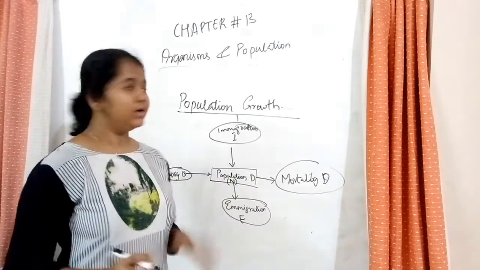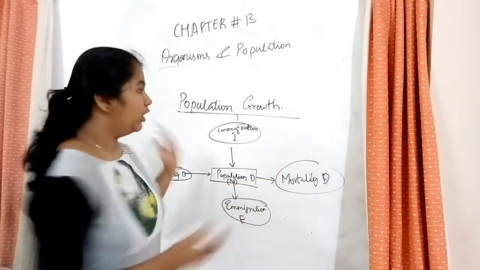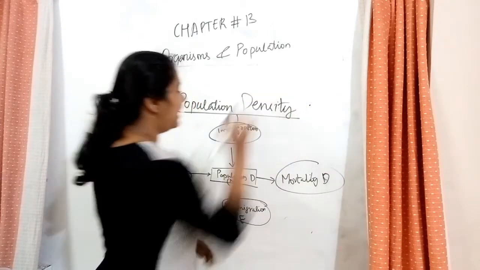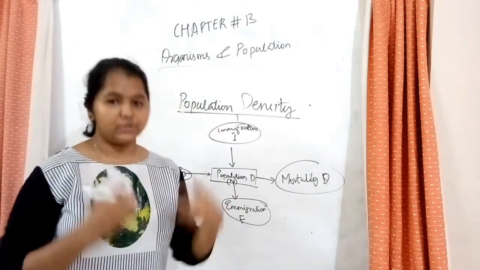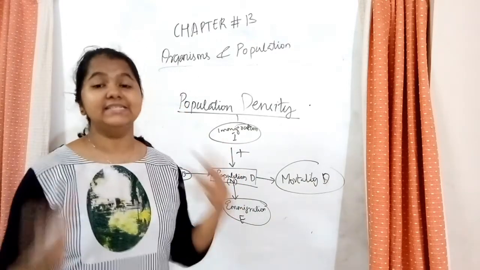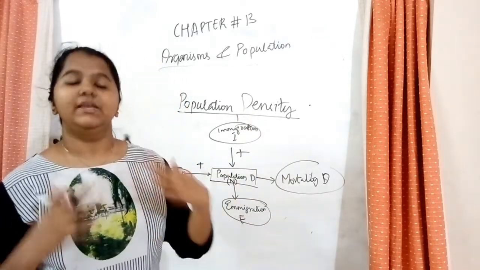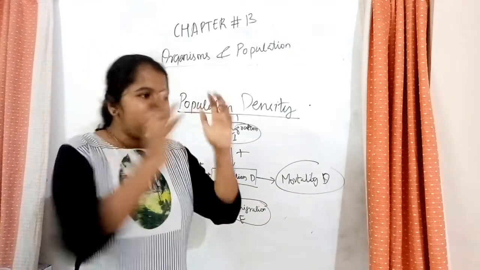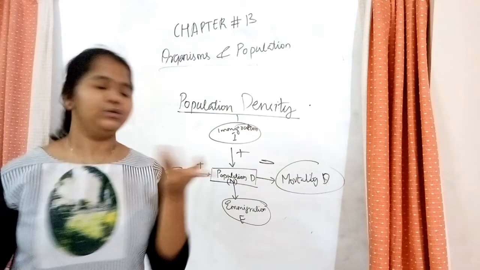Now we'll discuss the population growth representation: population growth, population density. Immigration, when they come in, is getting added, so that is positive. Natality is the number of births in a given period of time. That is also positive, because giving birth increases the population. Mortality, the number of deaths, decreases the population, so that is negative. And emigration is moving out, so that is also negative.